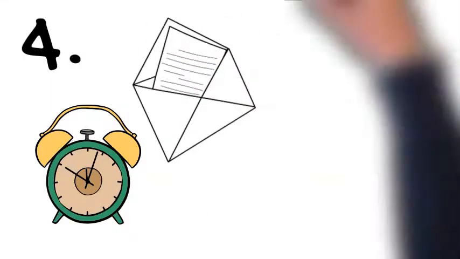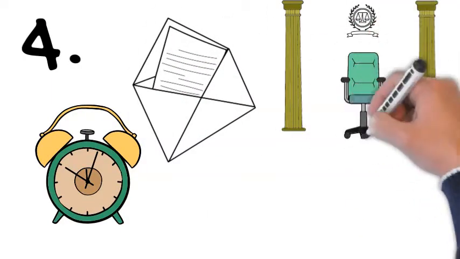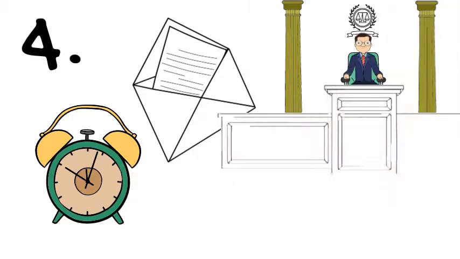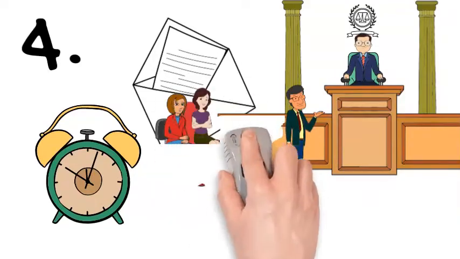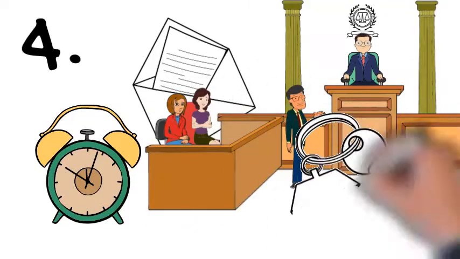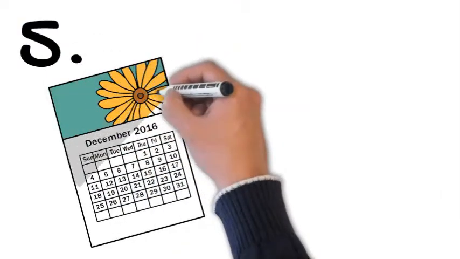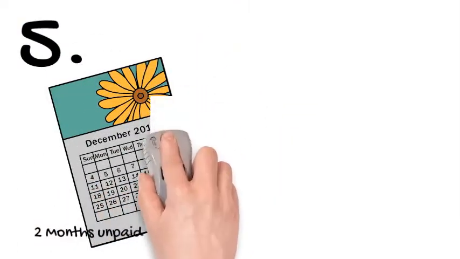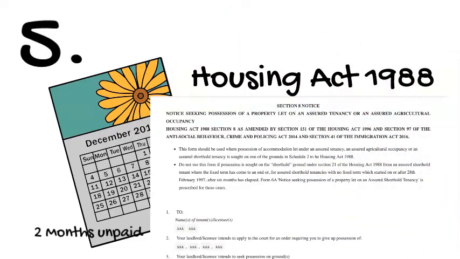Number 4, after 14 days, send a letter to the guarantor telling them that the tenant has not paid you and you will shortly be starting legal action against both them and the tenant to recover your money and also be starting an action to get the property back. Number 5, when the rent reaches 2 months unpaid, you can then issue and serve the prescribed notice under Section 8 of the Housing Act 1988.